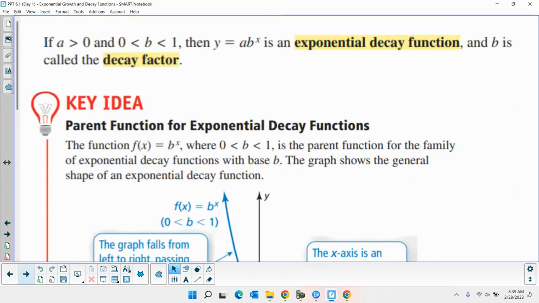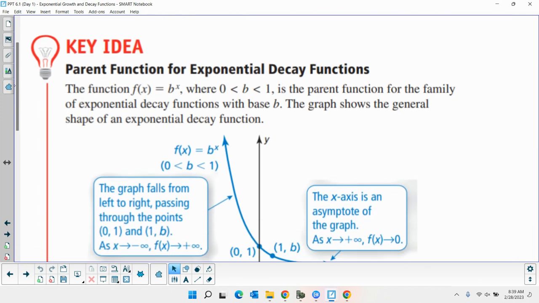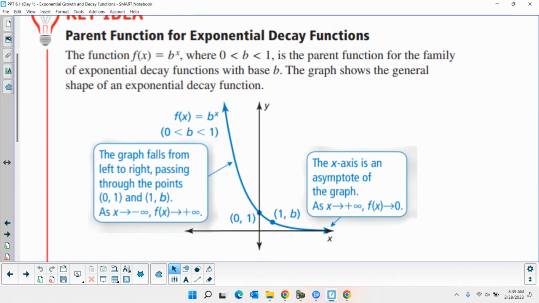All right? Decay is when the b value is between 0 and 1, like 2/3 or 3/4 or 0.5. Okay? If your b value is between 0 and 1, it's going to be a decay function, okay? And the decay function, the graph, is like a reflection across the y-axis. All right, so they go down real quick, and then they kind of flatten out, the decay functions.